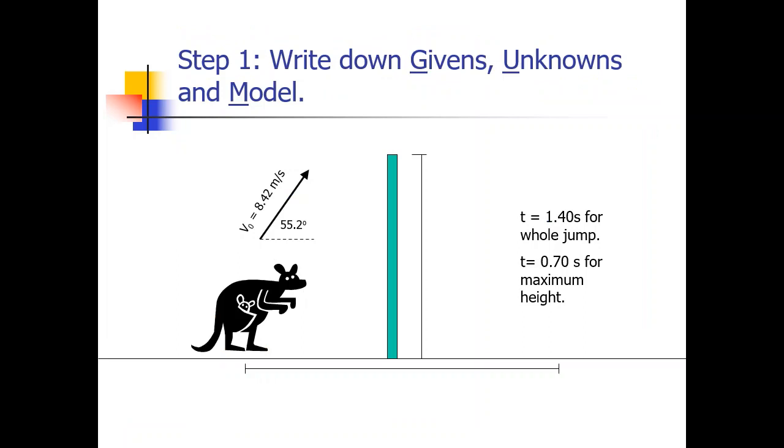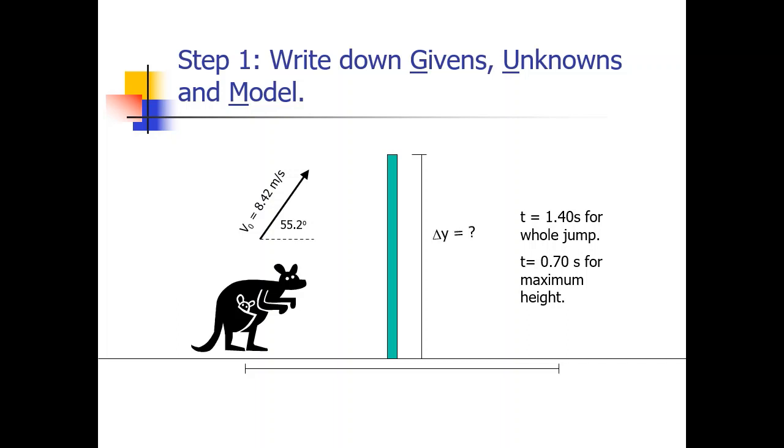All right, so here is our diagram again. And we are going to solve it using the GUMMIES method. So we will write down our givens, our unknowns, and the model that we're going to use here first. For givens, we are told that the initial angle of the kangaroo's jump was 55.2 degrees from the horizontal, and it was at a speed of 8.42 meters per second. We are also told that the time of the entire jump was 1.4 seconds, and because, as we mentioned, the jump is from the same height to the same height with projectile motion, it should be symmetric on both sides. So it should take about half of the time to reach the maximum height as it would for the whole jump. So there is what we are given.